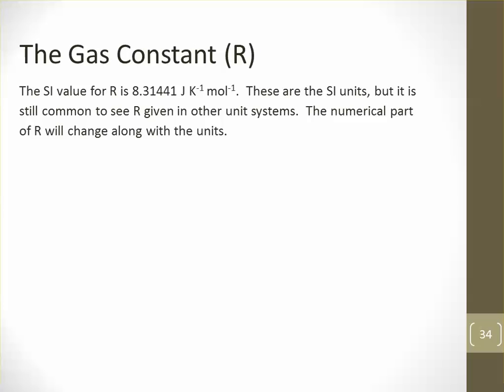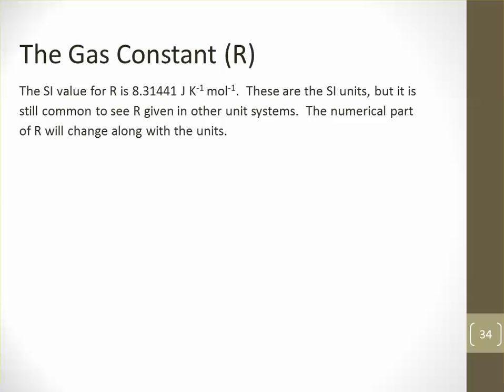The gas constant. The SI value for the gas constant is some value that you can look up and nobody bothers to memorize. Notice that the units are joules per Kelvin per mole. So that already tells you what units your temperature are going to be in. Okay, remember the other side, pressure times volume.